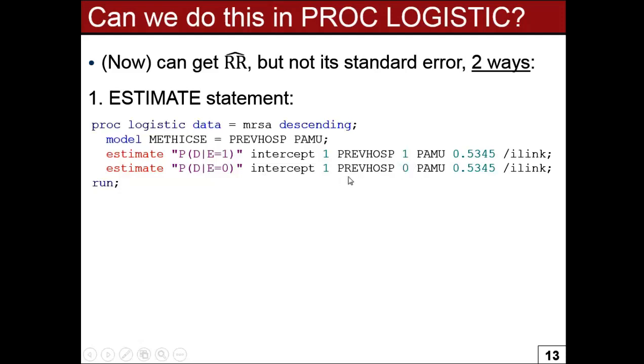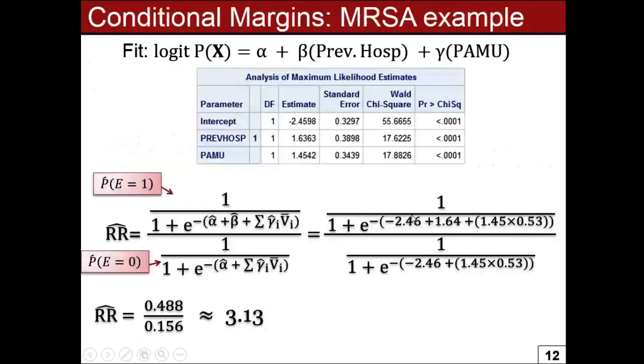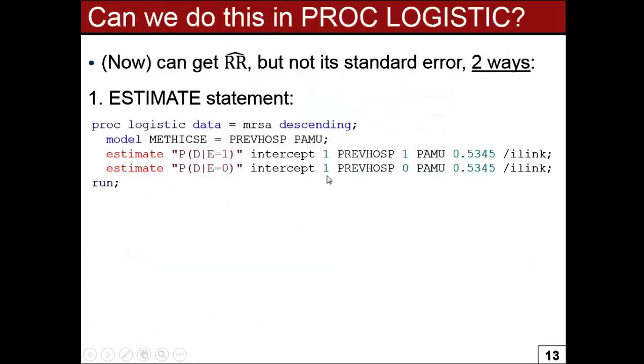Or you can just leave it out and it's a 0. And then PAMU 0.5345. So what you're telling SAS is this. You're telling SAS how to do this, but you're not plugging in 2.46. It's going to do that. It's going to go find the alpha hat and the beta hat and all of that. You're telling it what it's multiplied by.